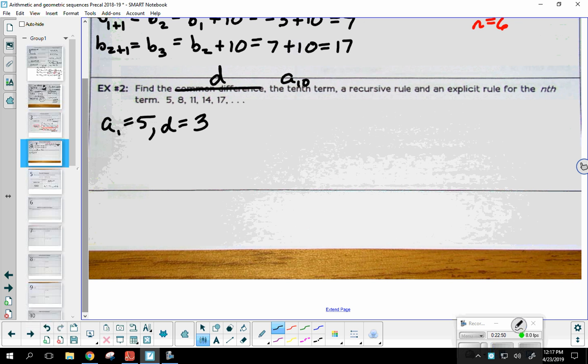Now, we want the 10th term, but in order to find the 10th term, we could just continue the pattern, but we'll go ahead and use our formulas. Let's get the recursive out of the way first. The recursive.